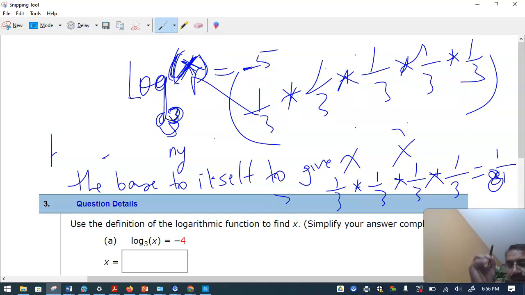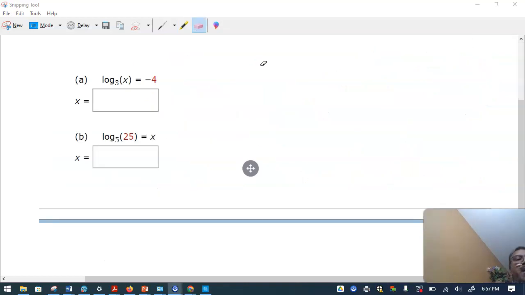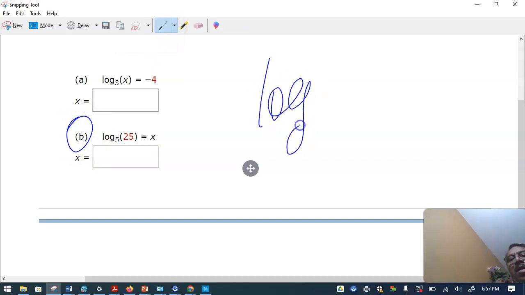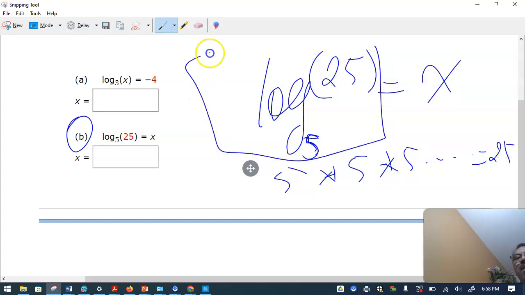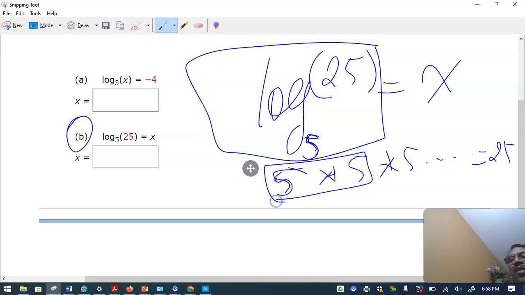Let's move on to the next question, number 4. I think I forgot to answer the second one. I think you get a hang of it now. It means logarithm with base 5 of 25 equals what? What does log mean? How many 5s do you multiply to get to 25? You can see that 5 times 5 is enough, and you don't need anything beyond this. That means you're multiplying two of them, so the answer is 2.